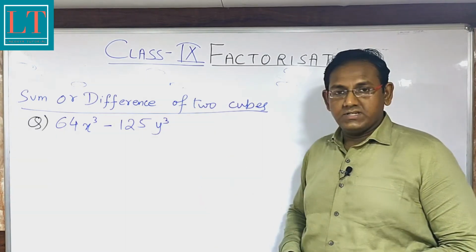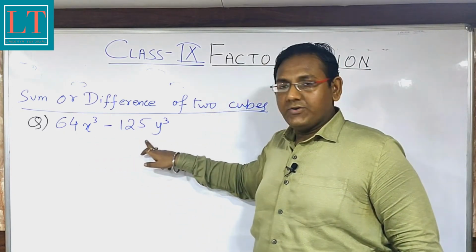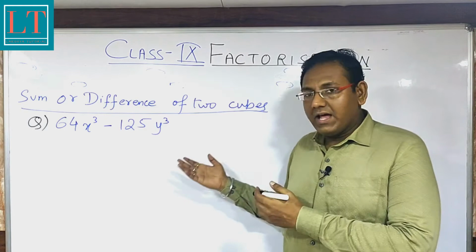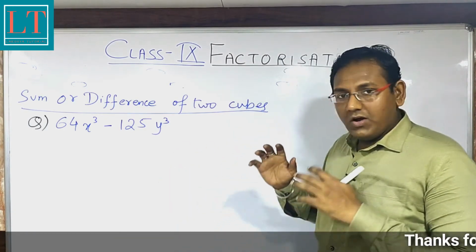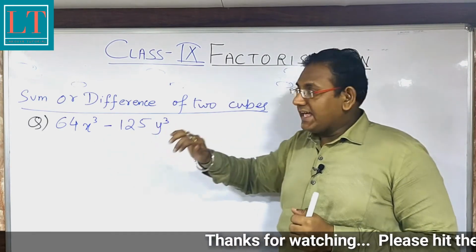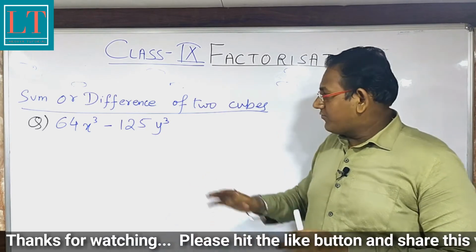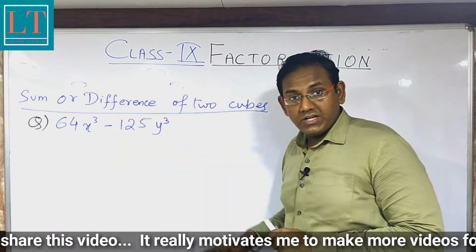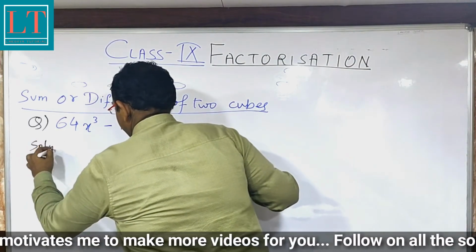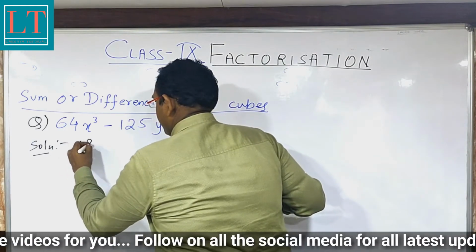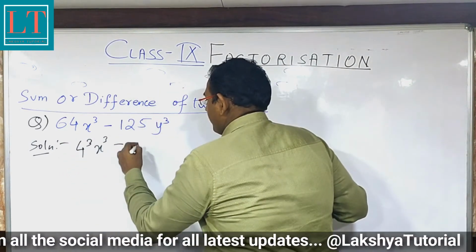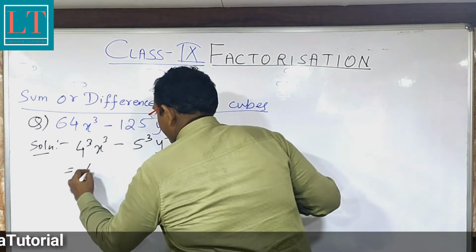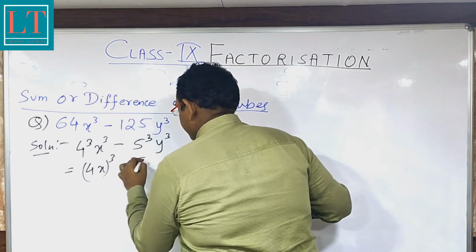Now let us understand this question: 64x cube minus 125y cube. We are getting a negative sign, so the first thing that comes to mind is to apply the formula of a cube minus b cube. Then we need to check whether the terms are in that form. 64x cube: we can express 64 as a perfect cube. 64 is 4 cube and x cube remains as it is. Similarly, 125 is 5 cube and y cube remains as it is. So we can write this as 4x whole cube minus 5y whole cube.